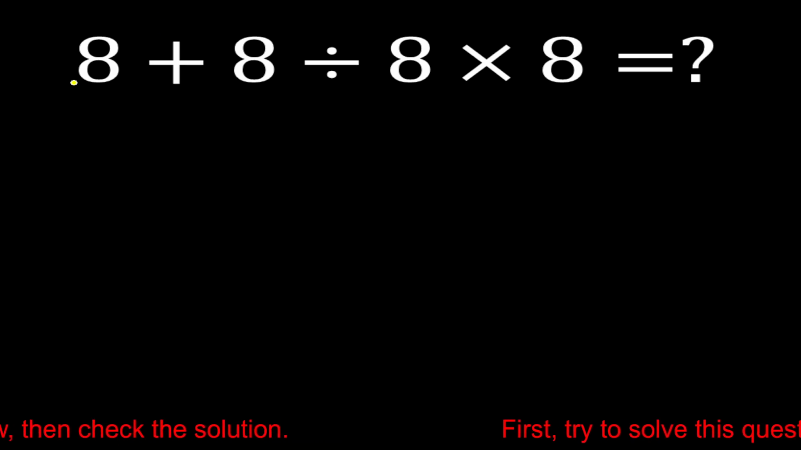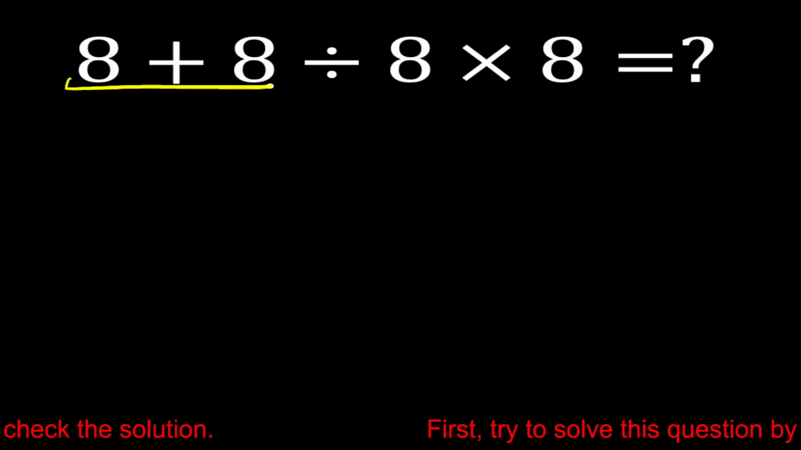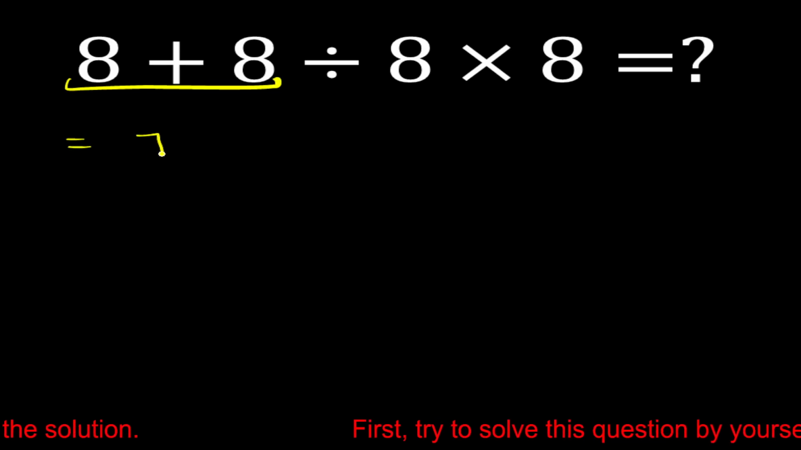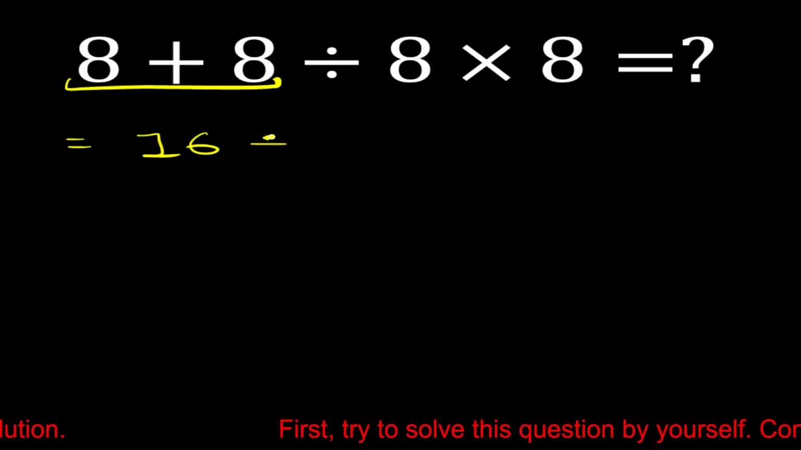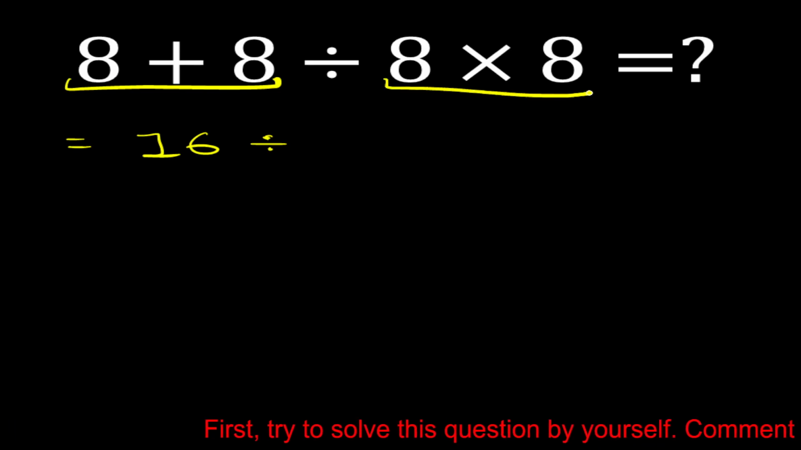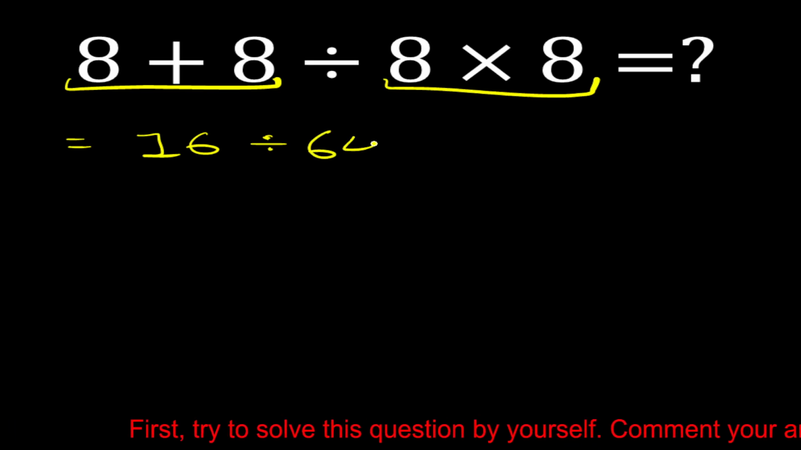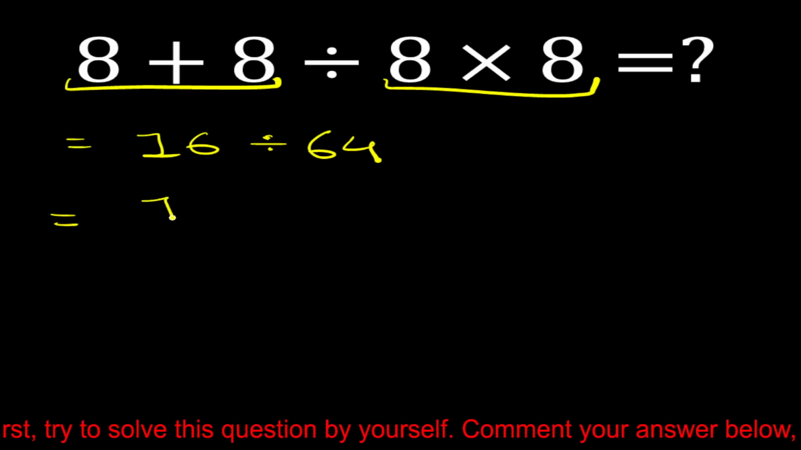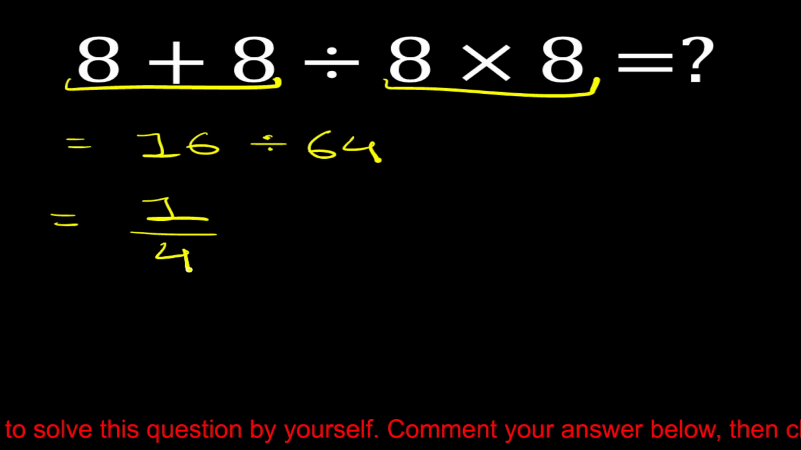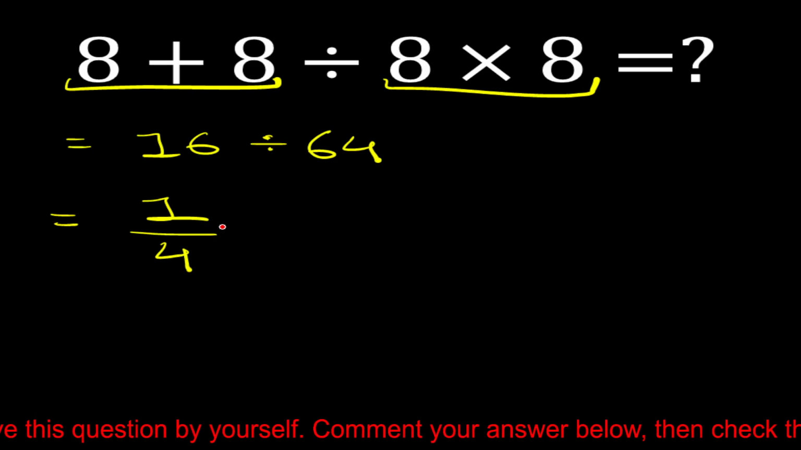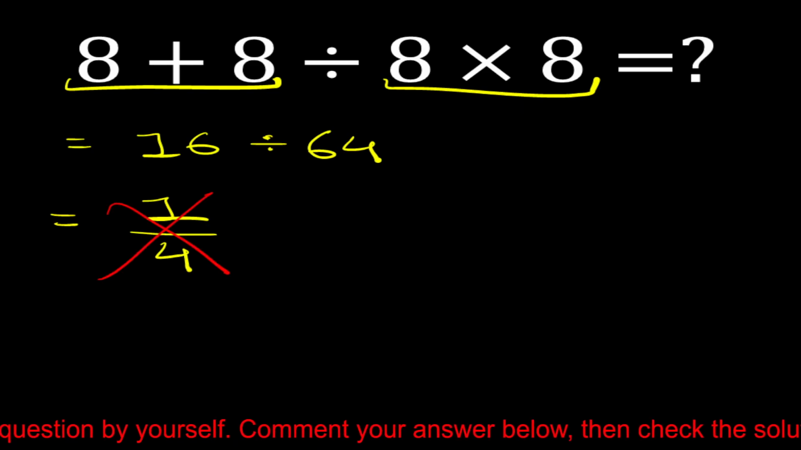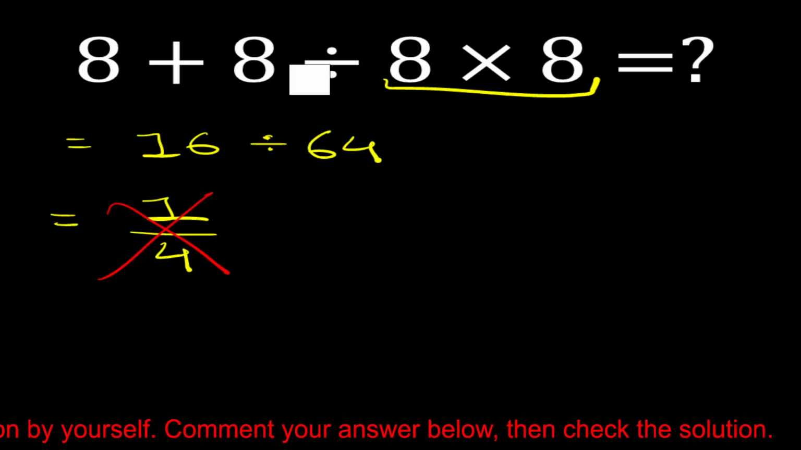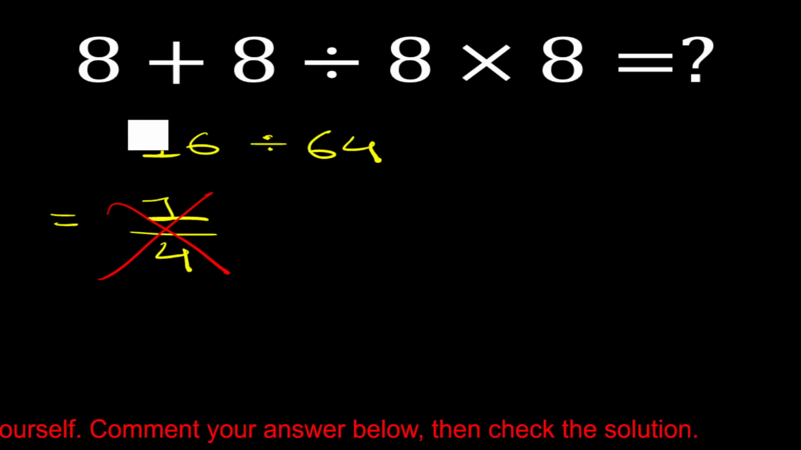Hello, most people solve this question like 8 plus 8 is equal to 16. Then divide 8 multiply 8 is equal to 64. So 16 divided by 64 is equal to 1 upon 4. Okay, but this answer is not correct. This answer is completely wrong. So now let's solve this problem correctly by using the PEMDAS rule.